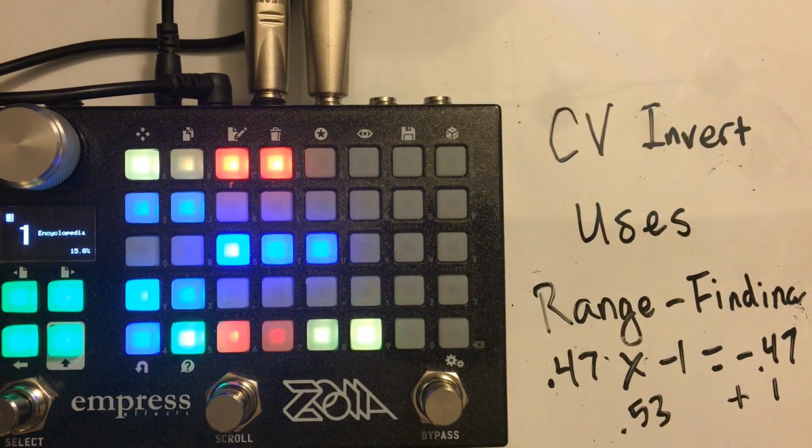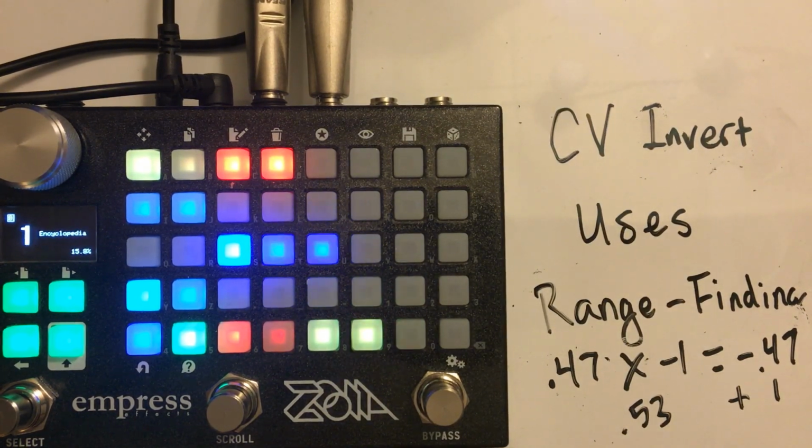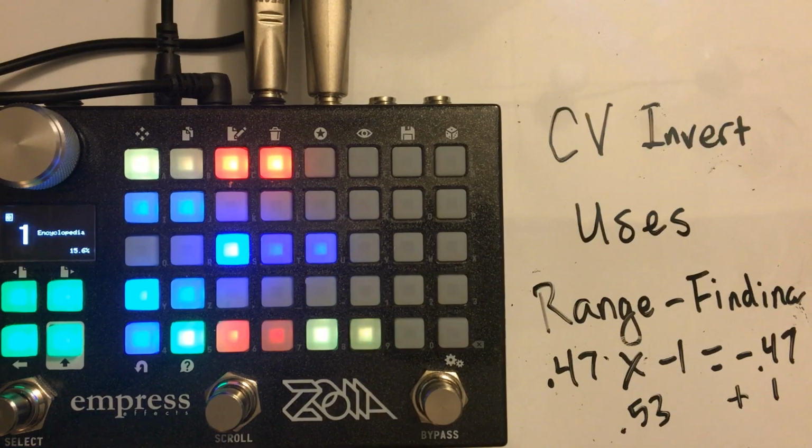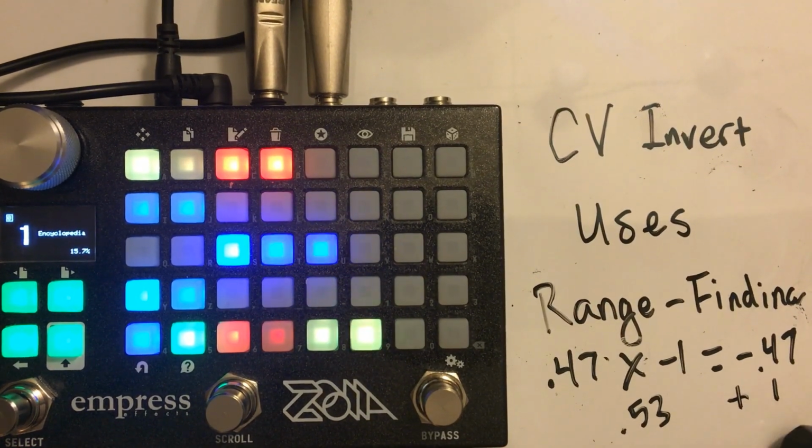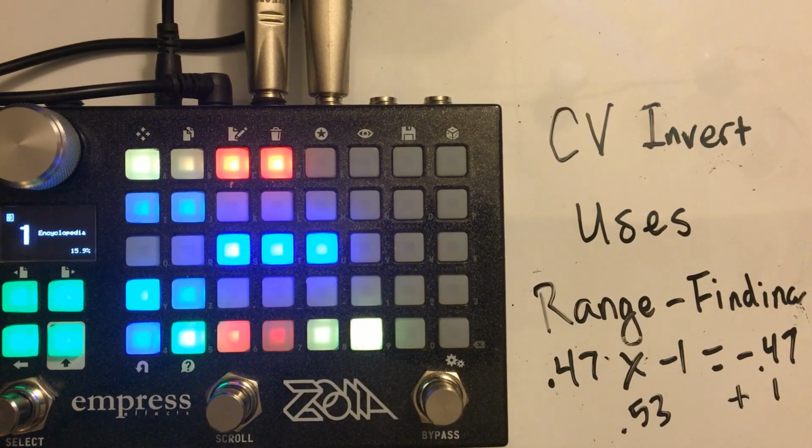So anyhow, as I adjust the parameter, it always knows, again, how far it is to 1. It knows its range to 1. So with the CV invert, we can find these two extremely powerful ranges, from 0 to our parameter, and then again from our parameter to 1.